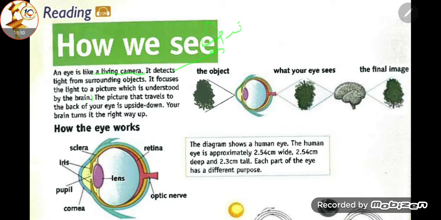The picture that travels to the back of your eye is upside down. Your brain turns it the right way up. So now the second step, or let's say the third step.